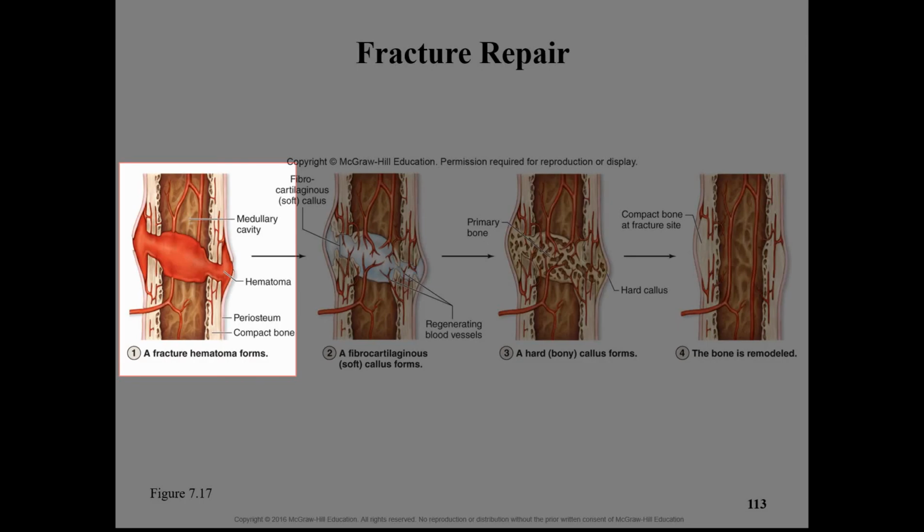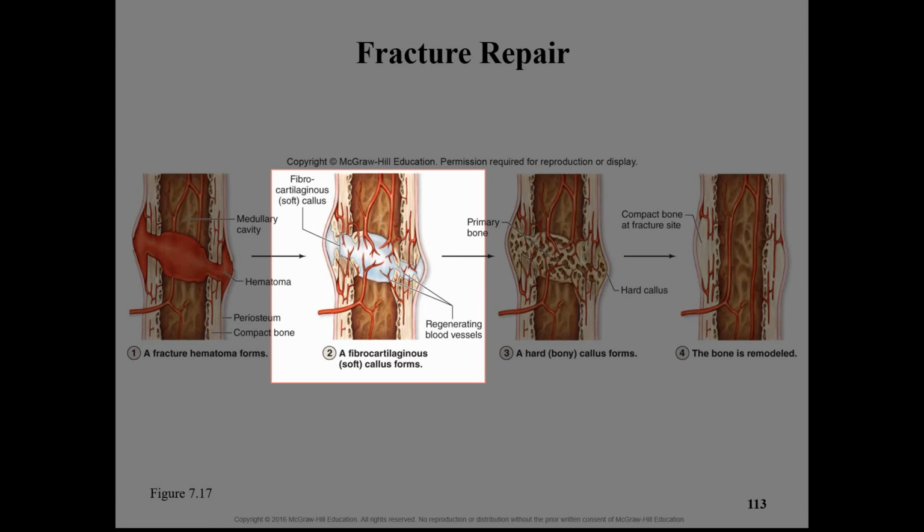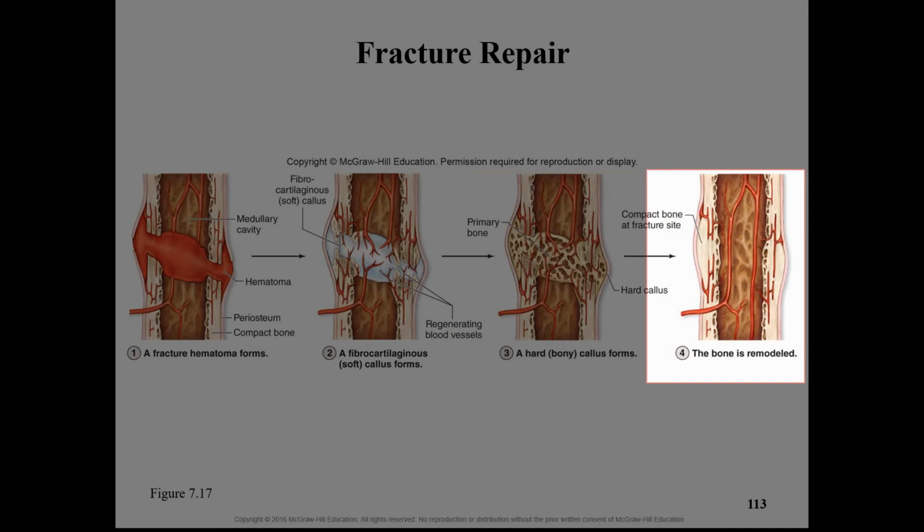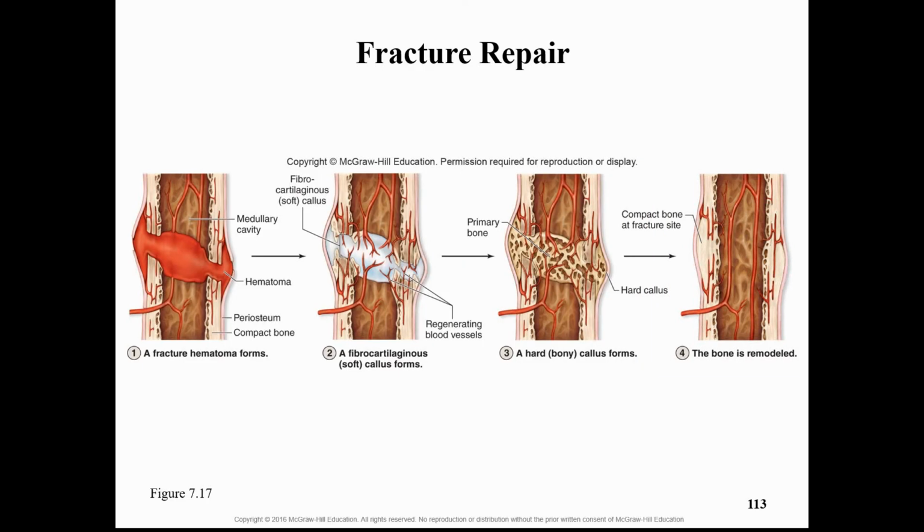So here is our fracture hematoma. We've got our periosteum here on the outside, and most of the blood you can see has been contained within it. That's going to turn into our fibrocartilaginous or soft callus. And then that soft callus is going to become a hard or bony callus. And at this point, a lot of times the cast will come off, but you still have to do some bone remodeling.